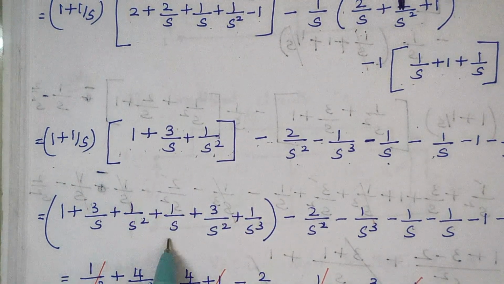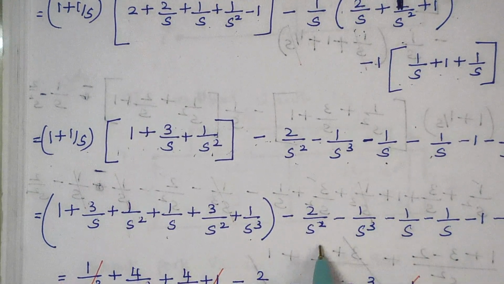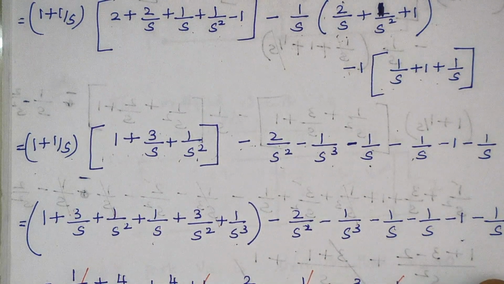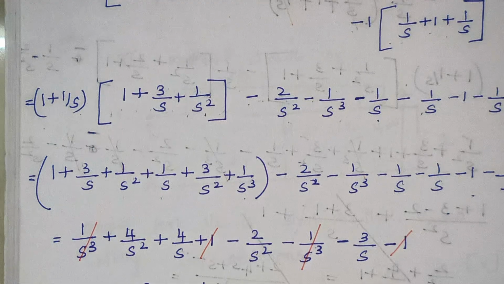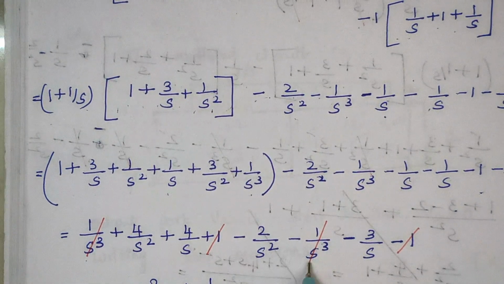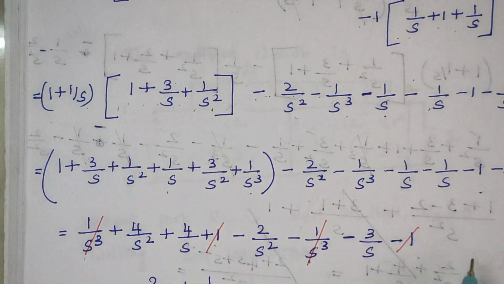So again it gives a big number, and here I had written the same things. Okay, I didn't change anything. I had written as such the same terms. Now we are going to simplify it further. So here you see my 1 by s cube and minus 1 by s cube, they cancel each other, and this 1 and minus 1 again they cancel.